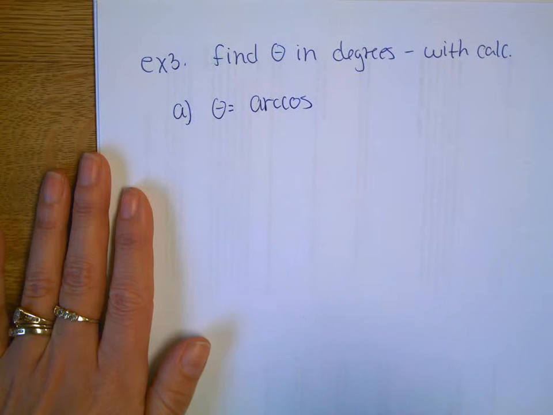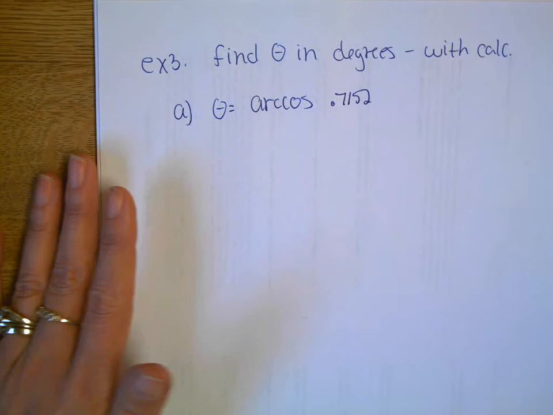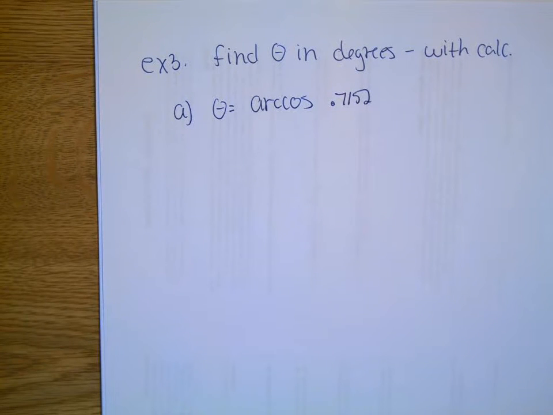Arc cosine of 0.7152. What's nice here is the calculator will put the negative in. It will give you the negative angle if it's in quadrant 4 or if it's in quadrant 2. You don't have to think about it.